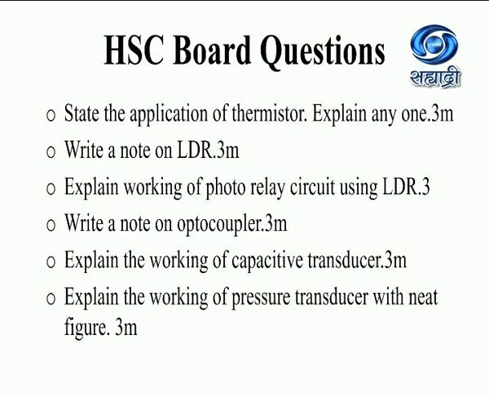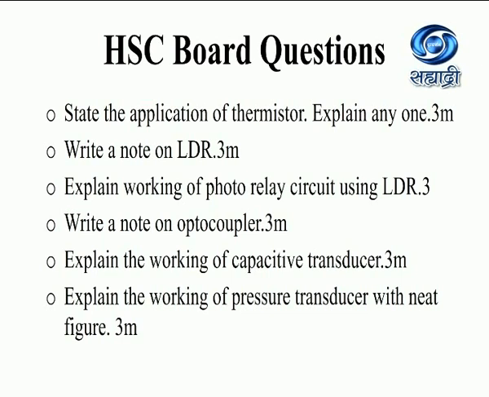Then write a note on optocoupler. Again it is asked for 3 marks. In that also you can explain the package of LED and photodiode. So you have to write down the note. That's why you have to explain at least 8 to 10 points for 3 marks. You can draw the symbol of optocoupler. You can explain the circuit diagram of optocoupler, how this optocoupler is working.